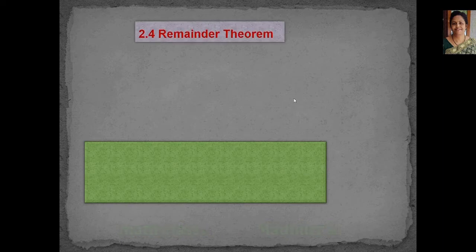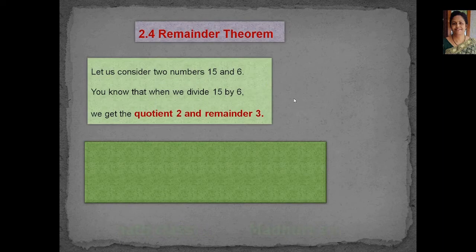So, 2.4, remainder theorem. Let us consider two numbers 15 and 6. You know that when we divide 15 by 6, we get the quotient 2 and the remainder 3. See, 15 divided by 6. 2 times 6 is 12. We will get 15 minus 12 is equal to 3. So quotient 2 and remainder 3.